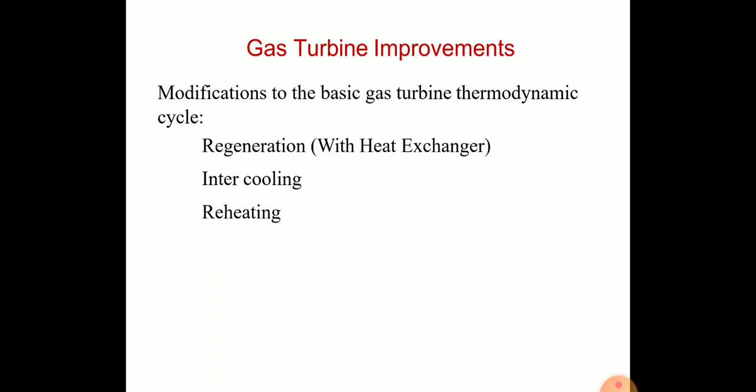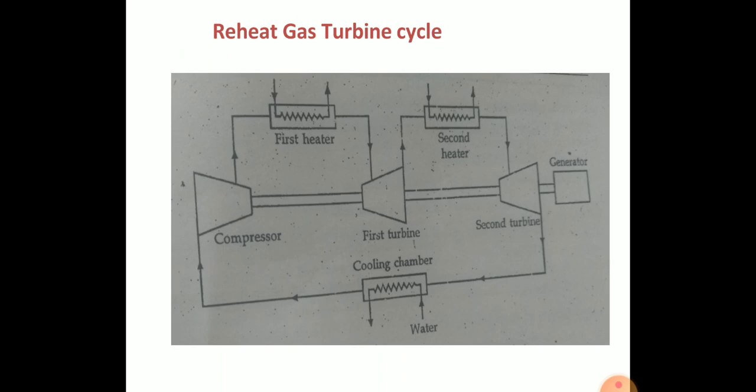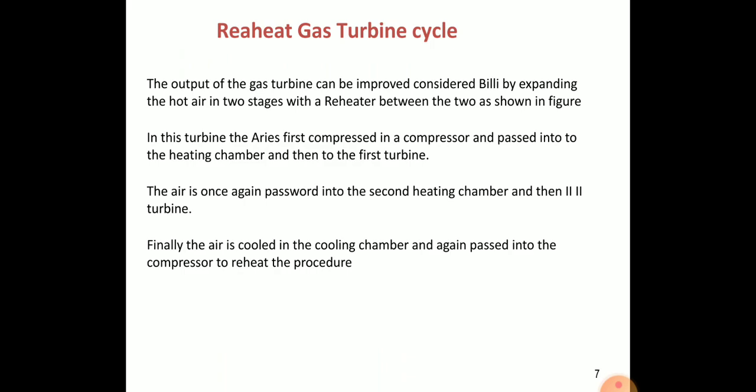Now, a simple arrangement of the reheating gas turbine is as shown in the figure, which consists of a compressor, first heater, second heater, second turbine, and at the end the cooling chamber. Now, what is the explanation of this?